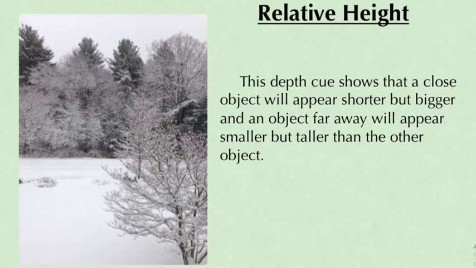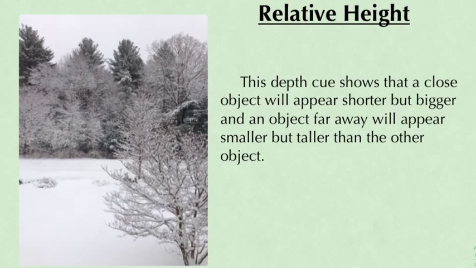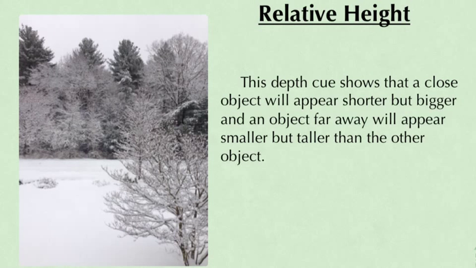Another depth cue is called relative height. This depth cue tells us that the further away an object is, the taller and smaller it is. The closer the object is, the shorter and bigger it will be. In this example, it shows 2 different sets of trees. The closer tree appears to be bigger but shorter in height, while the tree in the back appears smaller but taller. This influences perception because it allows us to understand the relationship between height and depth.